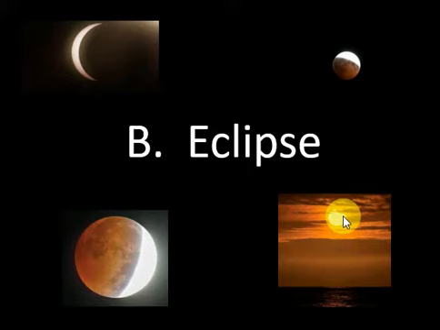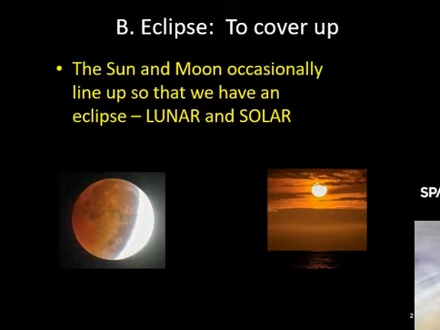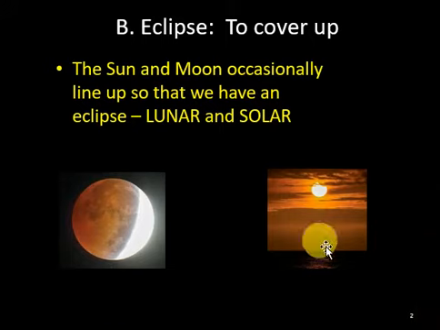Okay, let's go ahead and talk about what an eclipse is. The word eclipse literally means to cover up. So eclipses happen when the sun and moon occasionally line up so that we have either a lunar or a solar eclipse. You can see here down in the bottom left-hand side, this would be an image of a lunar eclipse, and you can see here over on the right-hand side, that would be an image of the solar eclipse, much like the one we had in August.